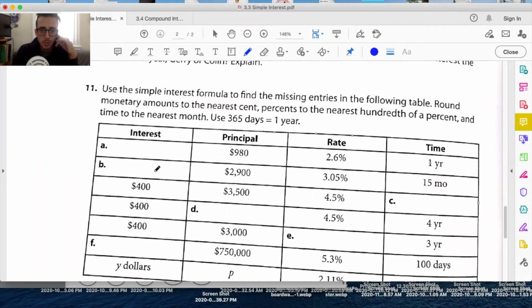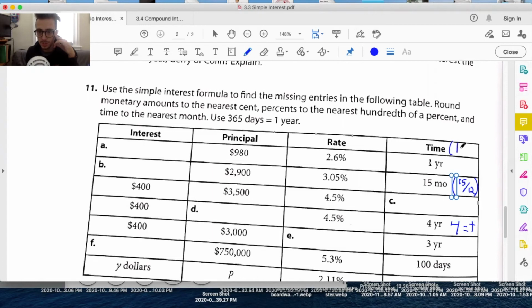A is pretty straightforward. B is straightforward. The one thing I would recommend is taking fractions here. So instead of just taking 15 months, I would do 15 over 12 for your increment of time. I think that's a really big deal where I see students trip up. 4 years, you would just use T is 4.